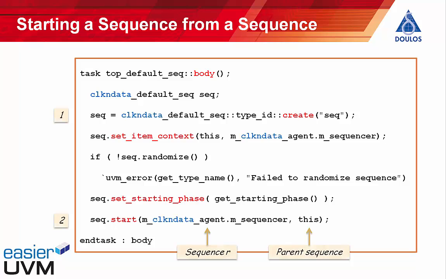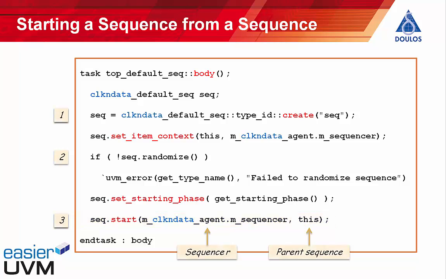Typically, however, we're going to want to do more than merely create a sequence and start it running. For one thing, it's really good practice to randomise our child sequence object after we've created it. So better would be a 3-step process. We create the child sequence, randomise the child sequence object in case the child sequence class happened to contain any rand variables, and then start that randomised sequence object on the sequencer.